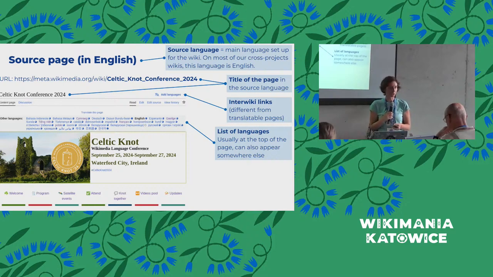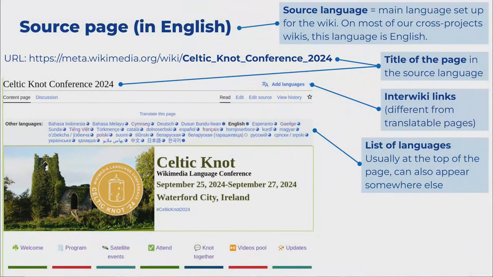So let's start with the structure of the page. This is an example of a page that has the translate extension enabled. We're going to start by looking at what the source page looks like. Most of the time on our wiki, the source language is set as English. But just so you know, if you're running your own MediaWiki, it doesn't have to be. There is actually a hack to not have it as English. But for the sake of this workshop, let's assume that the source language on Meta is English.